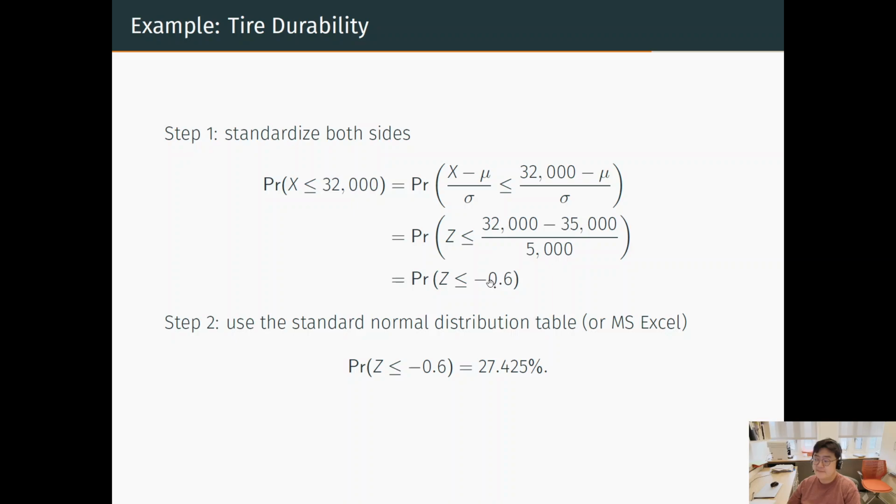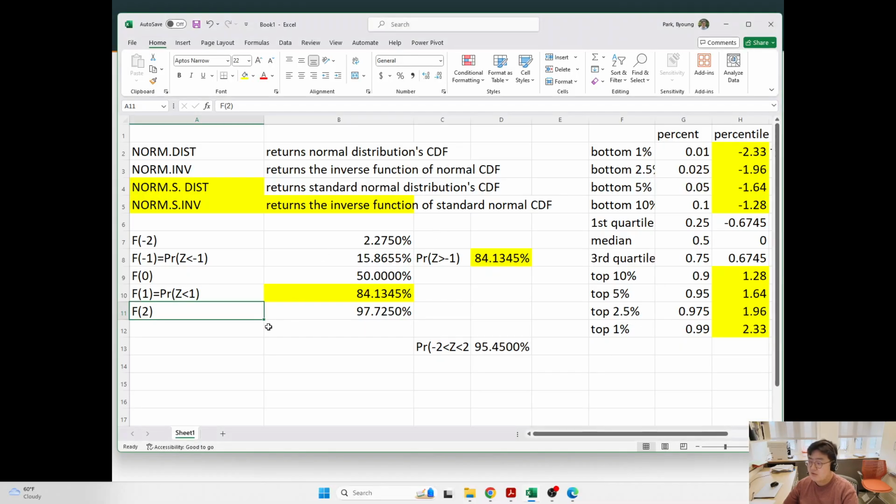Then you are going to get minus 0.6. The scale is now totally different because everything is standardized. You have to match the scale on z to the other side and x to the other side. So anyhow, x is several thousand miles, but z is around plus minus 2. And then this is a cumulative probability for standard normal distribution. Find it from Excel, right?